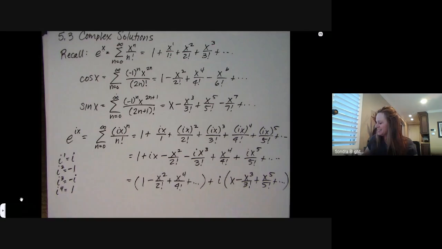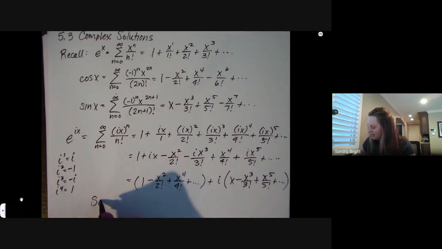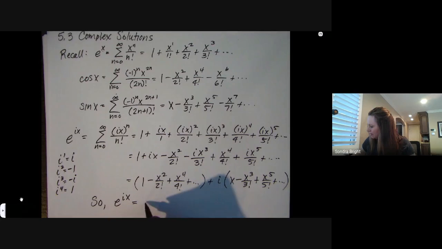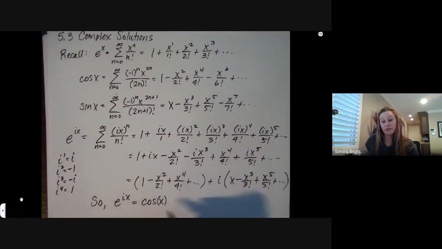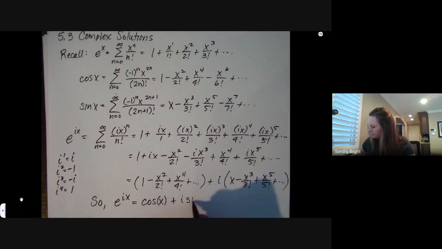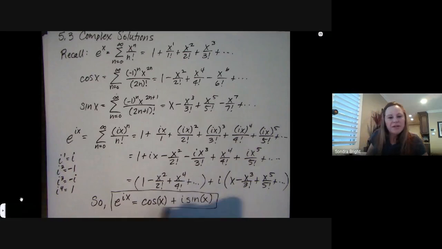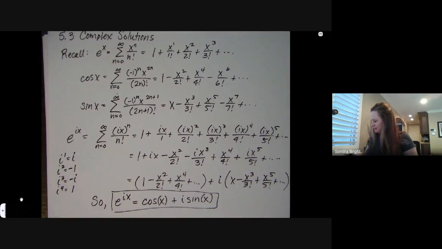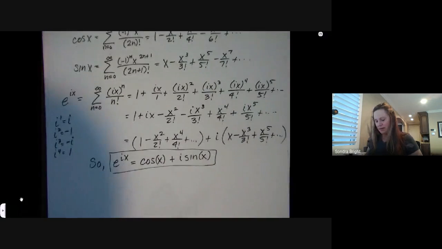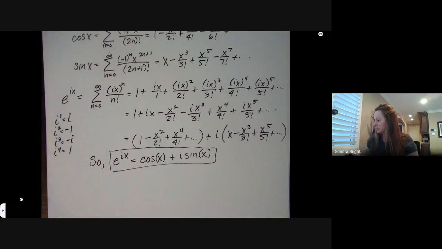Yeah, isn't this lovely? So what does this mean? This means that e to the ix is cosine of x. That's that guy. In fact, I'm going to put parentheses just because we're going to use this later. And then plus i times this guy is sine of x. All right. We are going to be able to get solutions to differential equations using this.